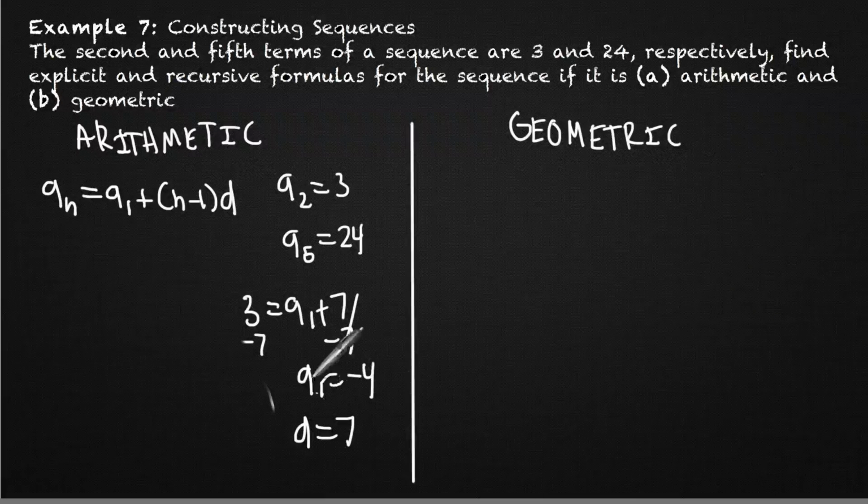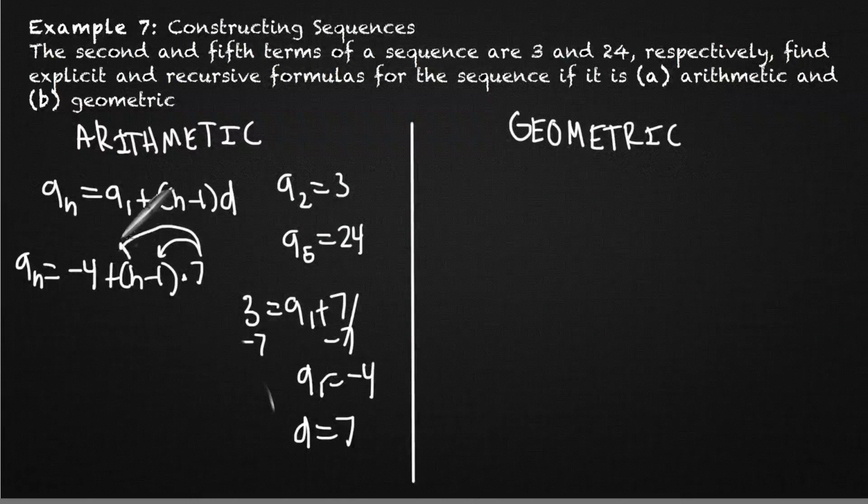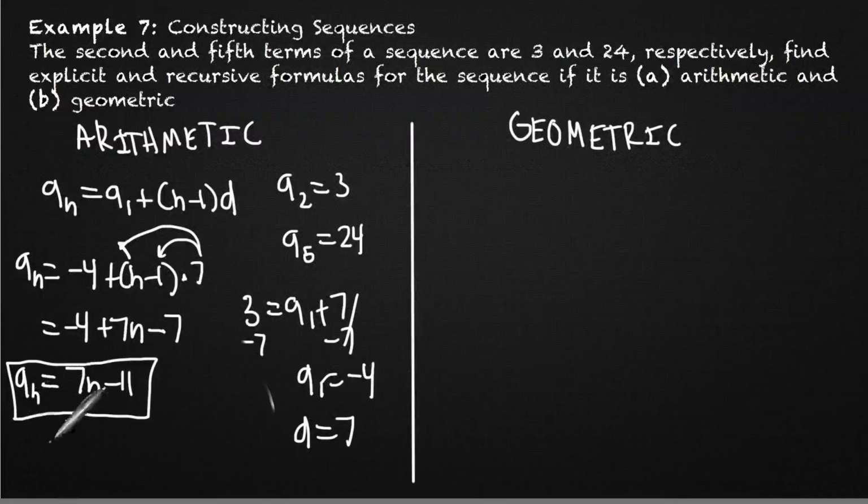We know A1 is negative 4, so we'll say A sub n is equal to negative 4 plus n minus 1 times 7. And then to make it look really nice, we're going to distribute. So that's going to be negative 4 plus 7n minus 7. And so that's going to be 7n minus 11 is equal to A sub n. So this is our formula. All right. So now that's our explicit formula.